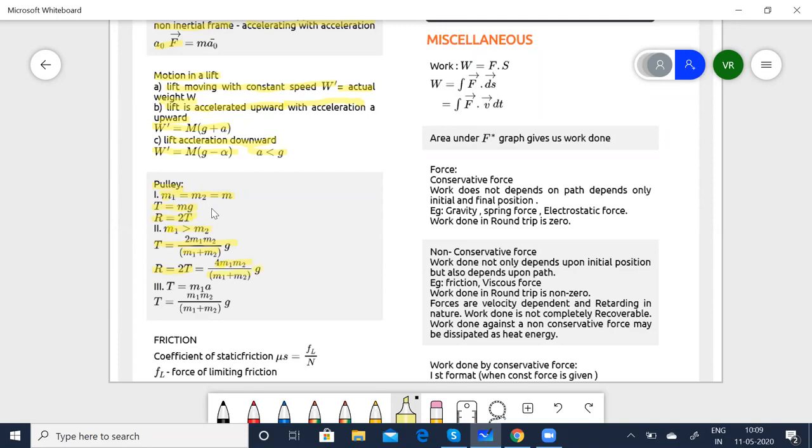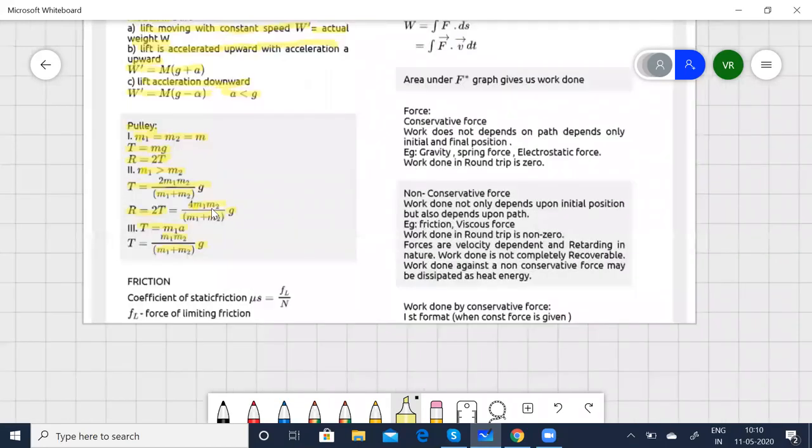Now the third case arises, T is equal to M1 A. Substitute for A. A is nothing but M1 minus M2 by M1 plus M2 into G. So T is equal to M1 M2 by M1 plus M2 times G. Now we know M1 and M2 are the masses of the two bodies and G is the acceleration due to gravity. Right? Next, coming to the friction problems.